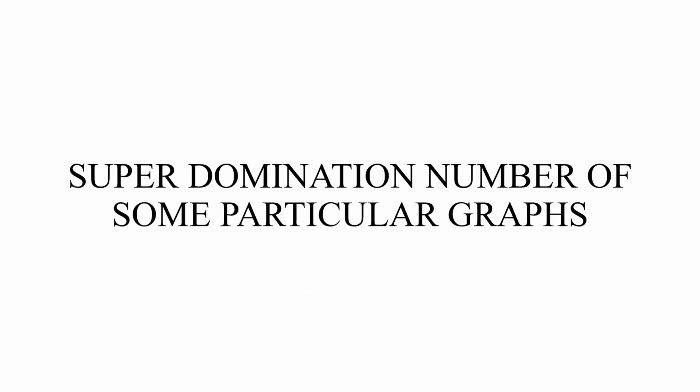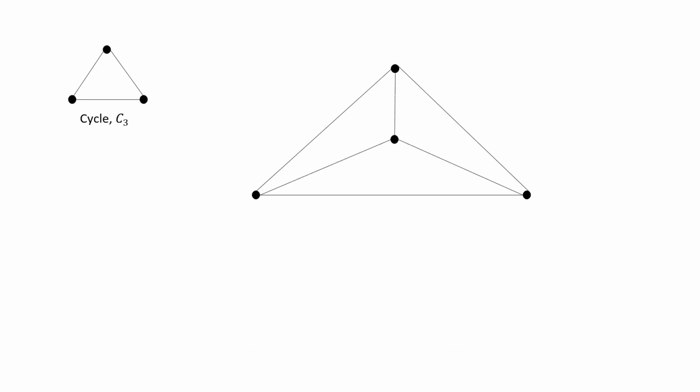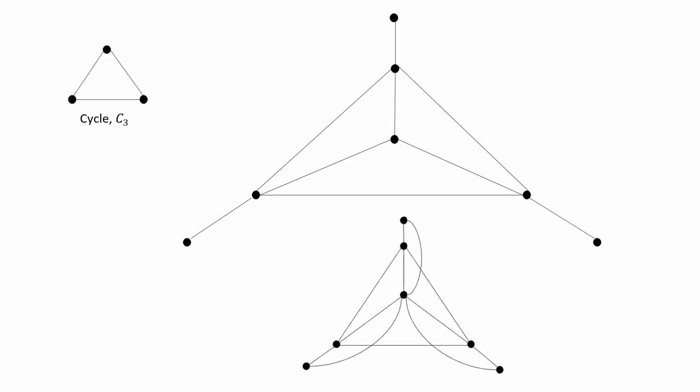Now let's look into the super domination number of some particular graphs. We have a cycle graph C3, and we can obtain a wheel graph when we add a central vertex and join it to the vertices of C3. In order to get the Helm graph, we need to add pendant edges to the vertices of C3. Now when we join the pendant vertices to the central vertex, we obtain a flower graph.